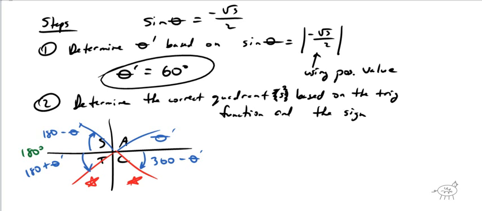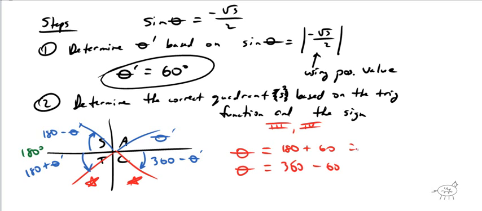So your final answer for this problem, theta is equal to 180 plus... when I say determine the quadrant, we're in quadrants, of course, 3 and 4. So 180 plus 60 degrees, and theta is 360 minus 60 degrees. So we get 240 degrees, that's one answer, and 300 degrees, that's another answer.